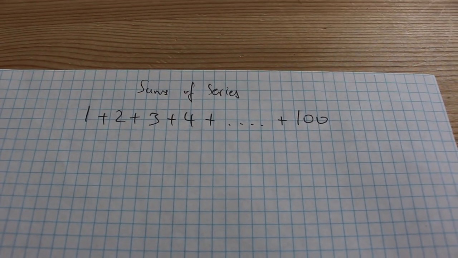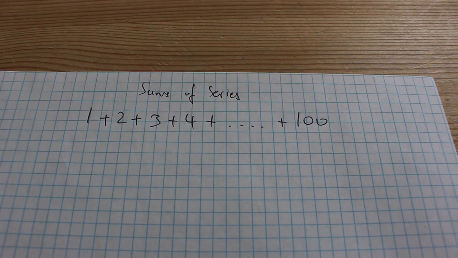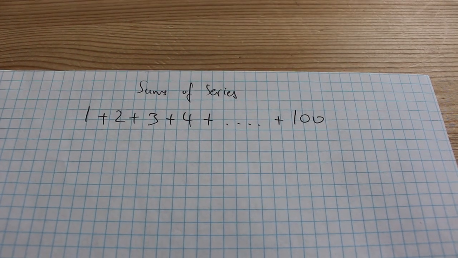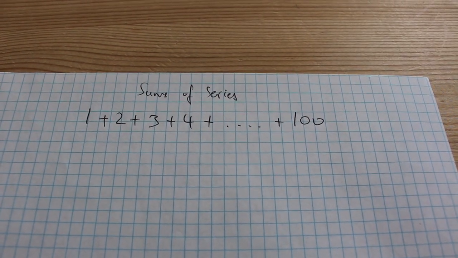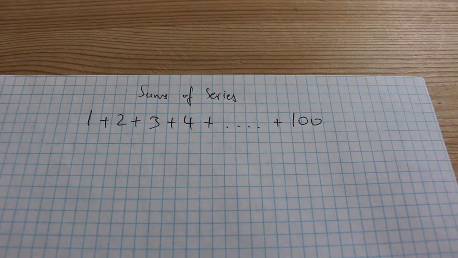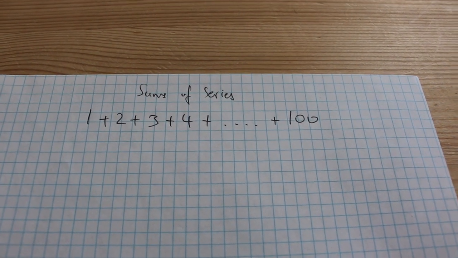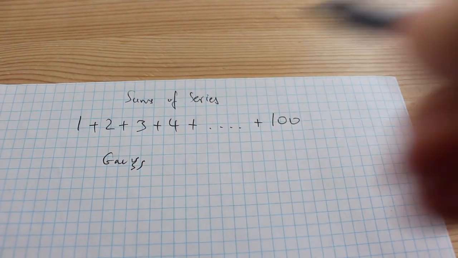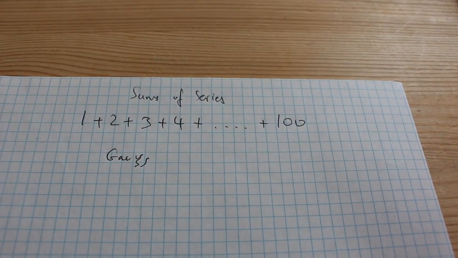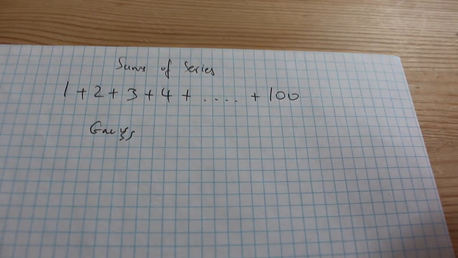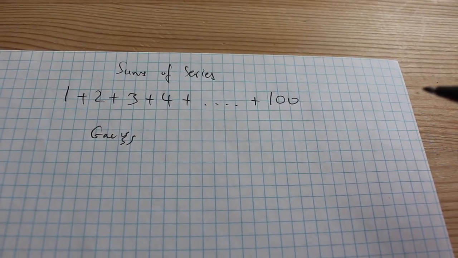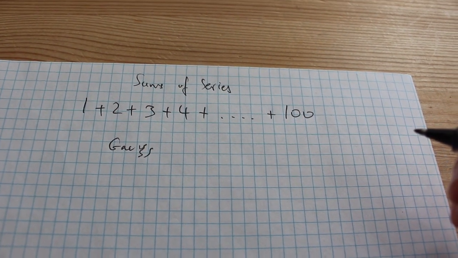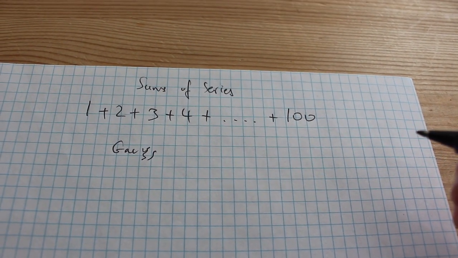Okay, so to begin with, I want to ask you to think about this sum, 1 add 2 add 3 all the way up to 100, and the question is, what is the quick way of doing this? So when Gauss was in primary school, he was asked to do this sum by his teacher, and he did it astonishingly quickly. And the question is, what was his method?